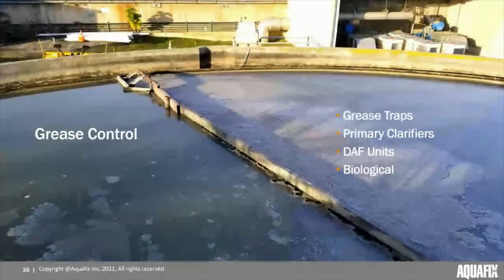So the most direct way to do this is to have some sort of grease control or grease trap system. Primary clarifiers are great at removing grease. Grease is low density, it floats to the surface, so you usually can skim it off fairly successfully. This is not necessarily true with emulsified grease, but most other grease.